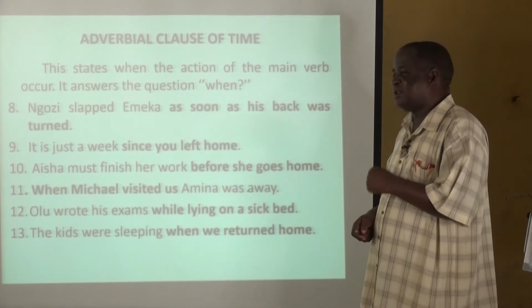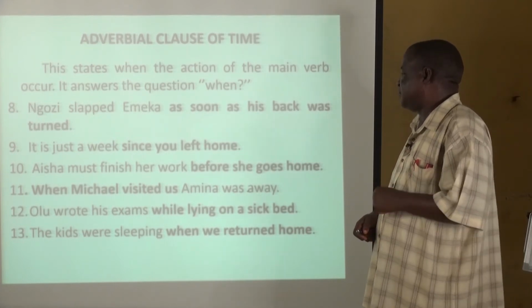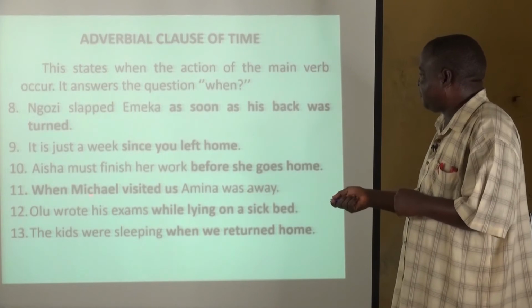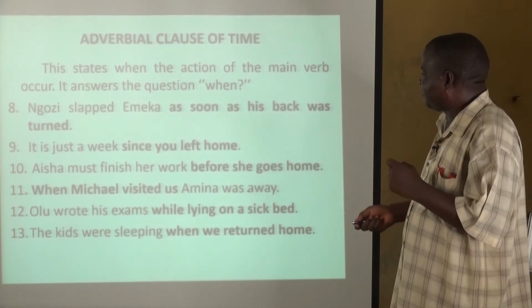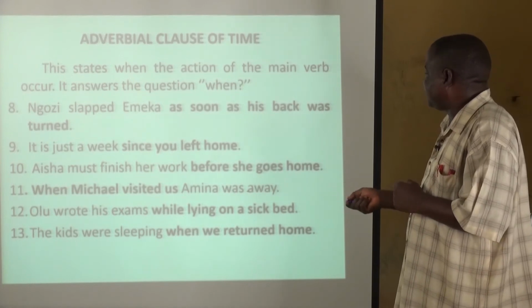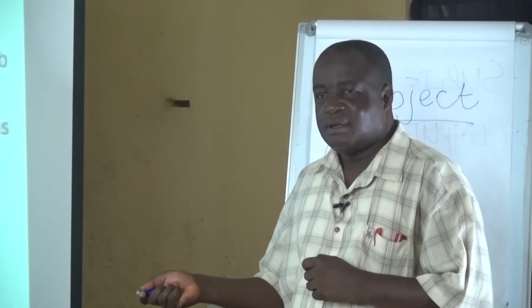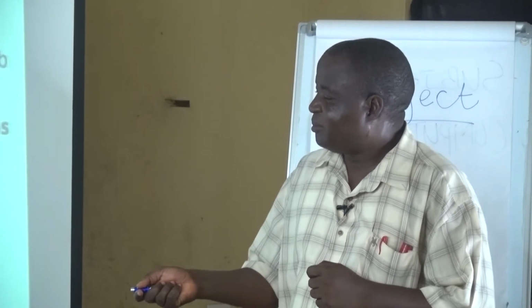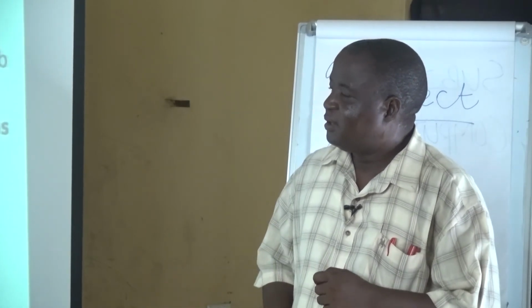Eleven, when Michael visited us, Amina was away. When Michael visited us is our adverbial clause of time. It modifies the verb was away.